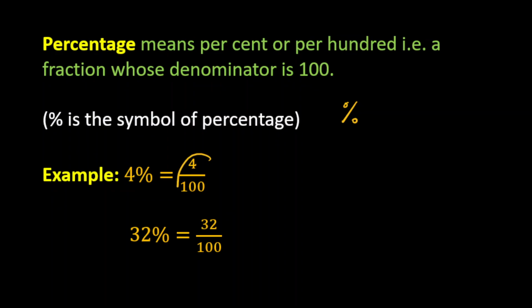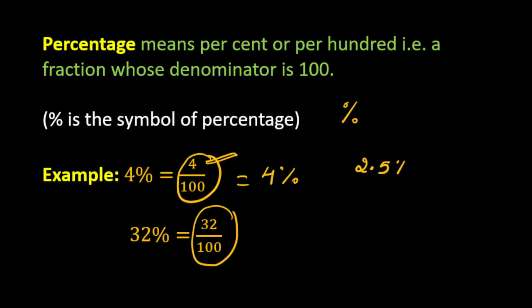So 4 by 100, it basically means 4%. So this is a fraction and you can see the denominator is 100. So 32% can also be written as a fraction with the denominator 100. I can take a few other examples also. So 2.5%, I can write it as 2.5 by 100. So one for you, you can post your answer in the comment section. 28%. So this is for you.